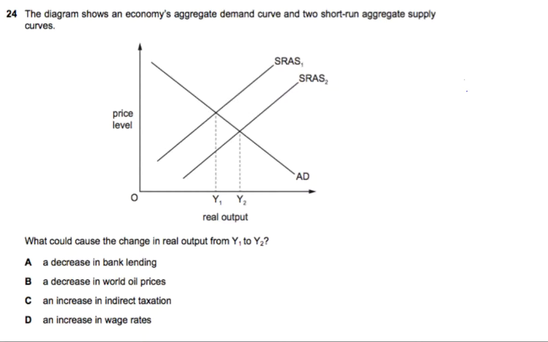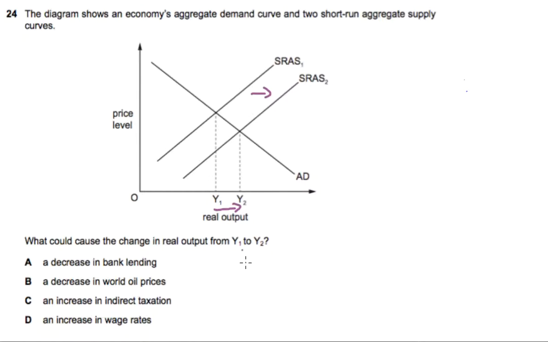In the diagram, we know that the short-run aggregate supply curve is moving towards the right, which means that there is an increase in the short-run aggregate supply. Now, what would bring about an increase in the short-run aggregate supply so that the real output goes from Y1 to Y2?